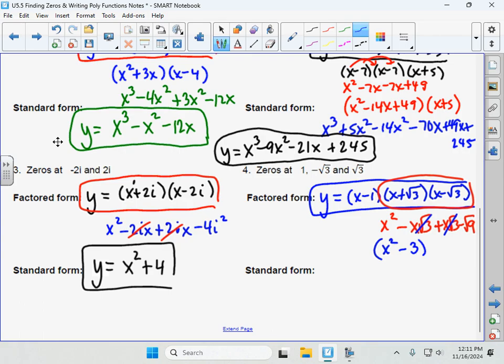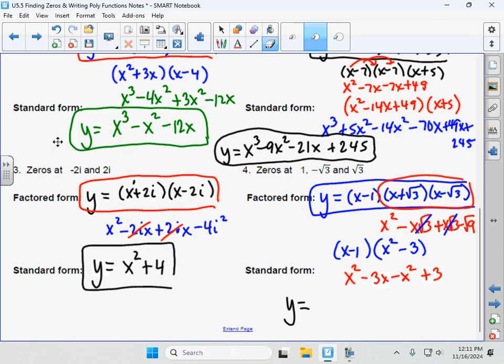Now we're going to go ahead and bring down this x minus 1, and we'll multiply those 2 together. All right, so that's going to get us x cubed minus 3x minus x squared plus 3. All right, so writing this in standard form, decreasing order. Oh wait, this was x cubed. X times x squared was x cubed. Let me fix that real quick. There we go. All right, so writing this in descending order, x cubed minus x squared minus 3x plus 3.